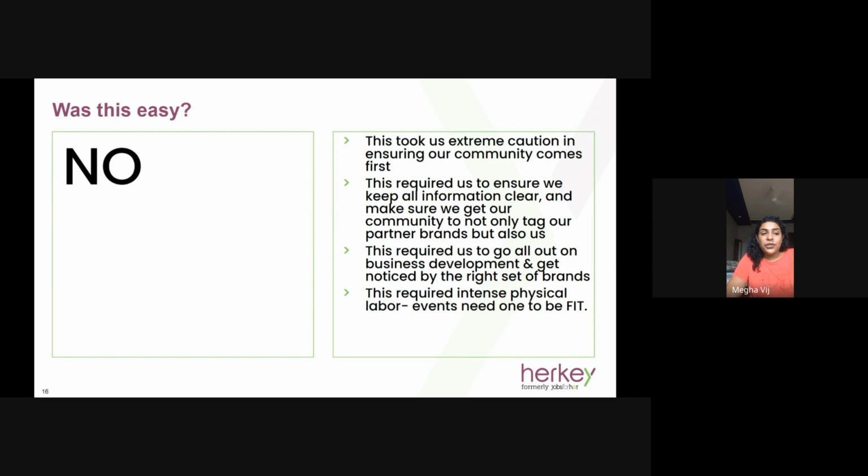This required us to keep all information clear and make sure we got our community to not only tag our partner brands, but also us. We had to be very clear with our community that, you know what, we're doing this, but you make sure that you tag us as well. Of course, partner brands are paying us, but we want more and more people to know about us, and we don't want to be spending on a social media team separately. When our community can do the talking about us and market us, why do we spend on an additional team? So we had to make it clear to our community that wherever possible, please tag us.